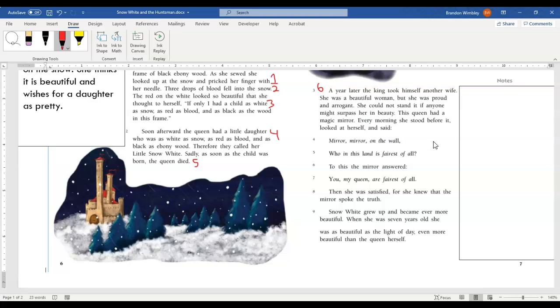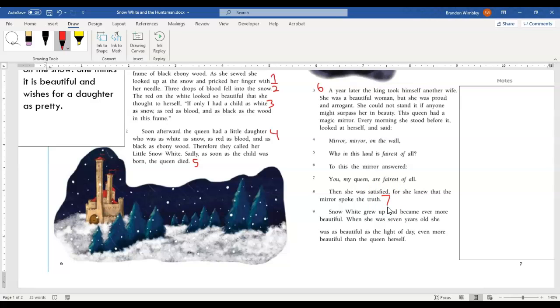The queen had a magic mirror. Every morning she stood before it, looked at herself, and said, "Mirror, mirror on the wall, who in this land is fairest of all?" To this the mirror answered, "You, my queen, are fairest of all." Then she was satisfied, for she knew that the mirror spoke the truth. So I'm going to put this at number 7. Talking to the mirror, knowing that the mirror is speaking the truth.